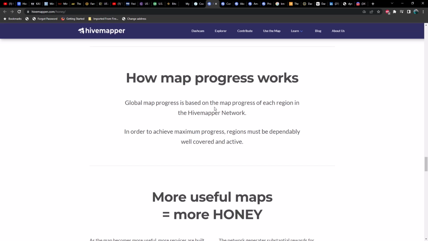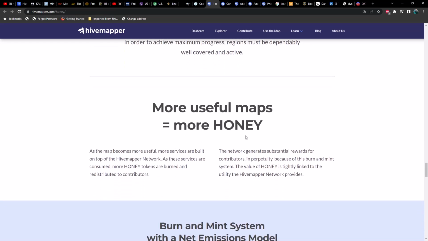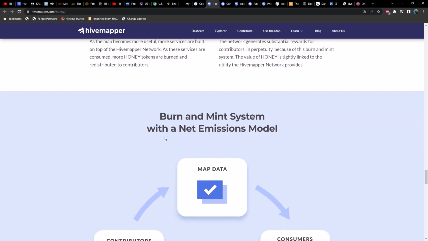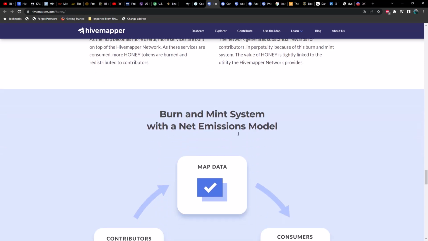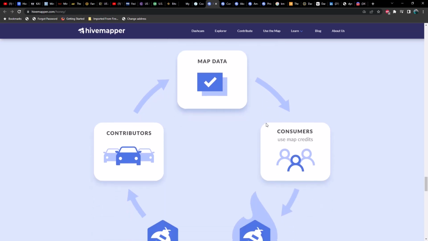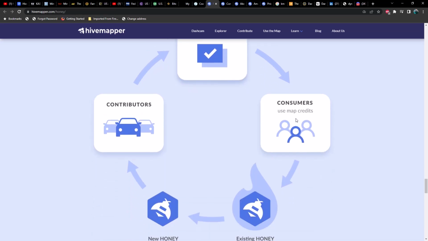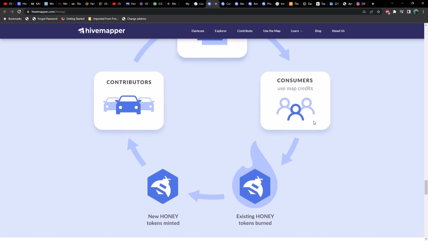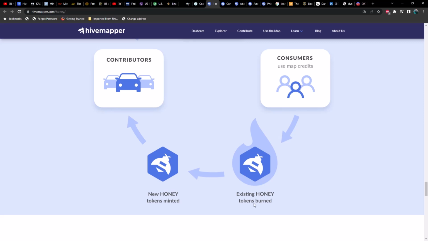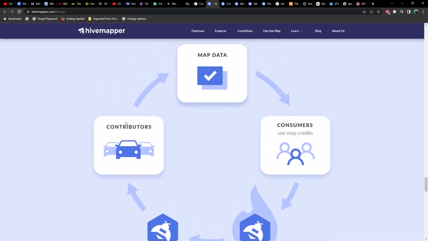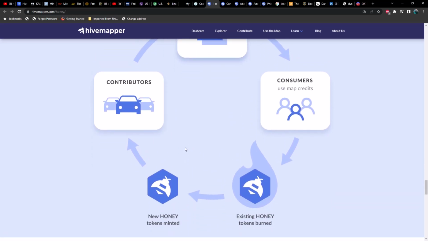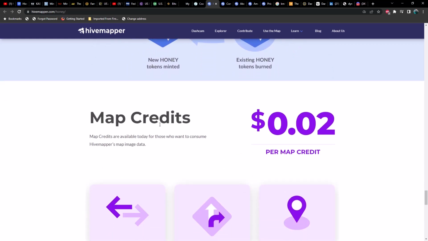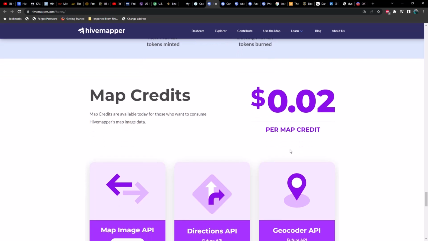Global map progress is based on the map progress of each region in the Hivemapper network. In order to achieve maximum progress, regions must be dependently well-covered and active. More useful maps equals more honey. Burn and mint system with net emissions model. So we have map data consumers. I assume consumers, people purchasing the honey token. And then we have existing honey tokens burned, new honey tokens minted, and contributors. This seems extremely vague to me, but anyways, moving on. Map credits, currently 2 cents per map credit.